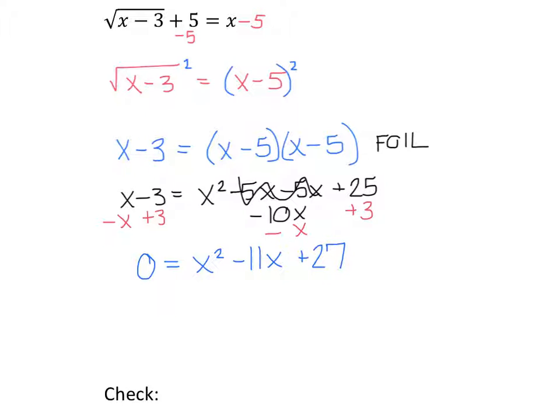And we have a quadratic. All of a sudden, we went from a radical to a quadratic, so we're doing good. 28. I'm wrong. 28. Sorry. Thank you for catching that.